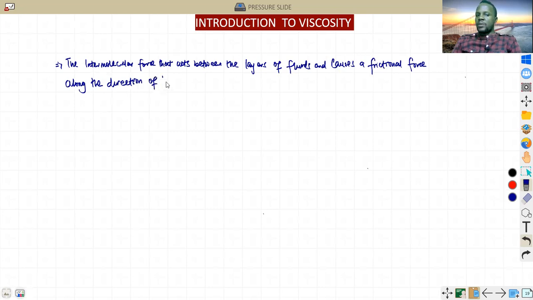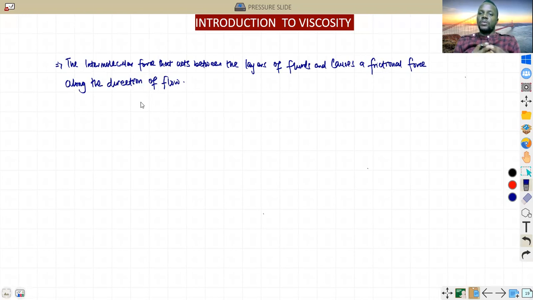So basically what I'm trying to say here is that the intermolecular force that acts, or the frictional force that acts between the layers of fluid, is called viscosity. It's very simple to define. It's not always necessary to cram. I believe to understand stuff very well, you should be able to define it in your own way.